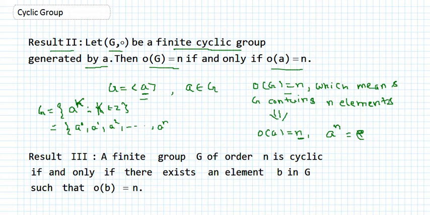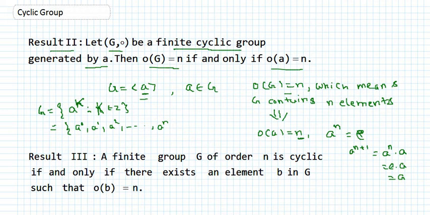After A to the power n, we get A to the power n plus 1, which is A to the power n composed with A. So we get E composed with A, so we get the element A. So all elements after A to the power n plus 1 are going to be repeated in cyclic form. So G contains only these n elements.